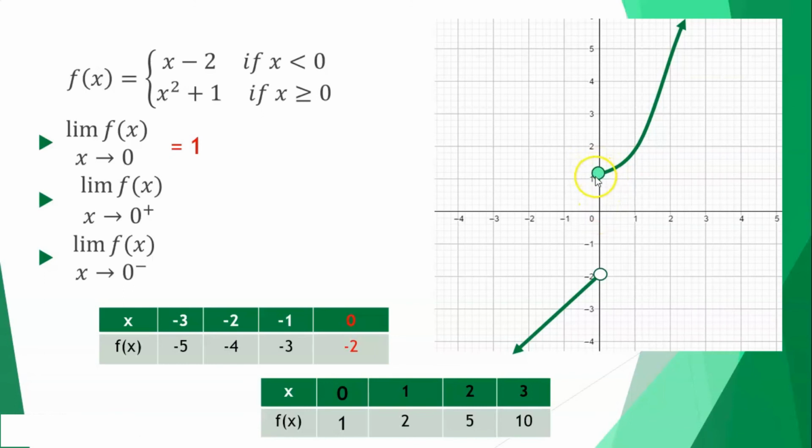So it's shaded here. What is the limit as our x approaches 0 from the right? So from the right until 0, the value for y is 1. Now, as our x approaches 0 from the left, the value for our y is negative 2. So take note of that.